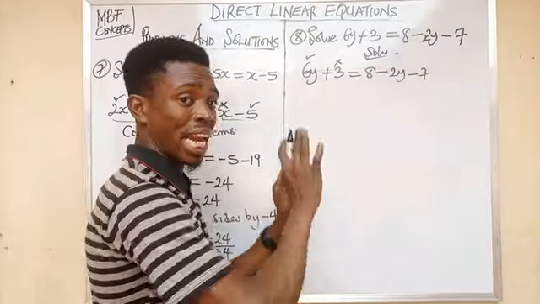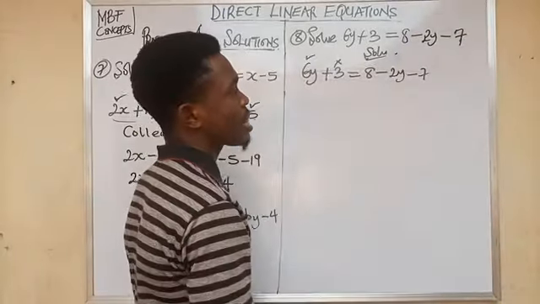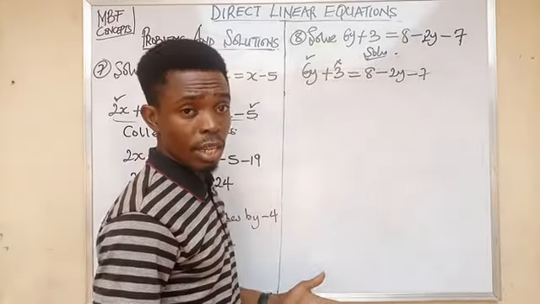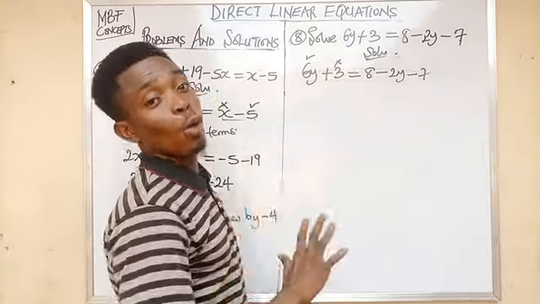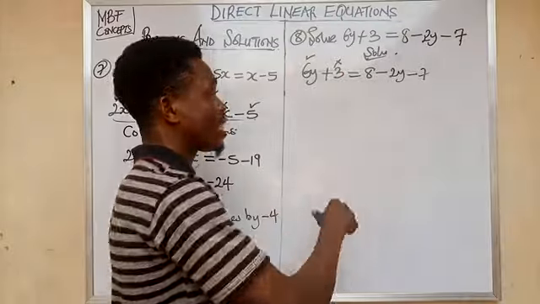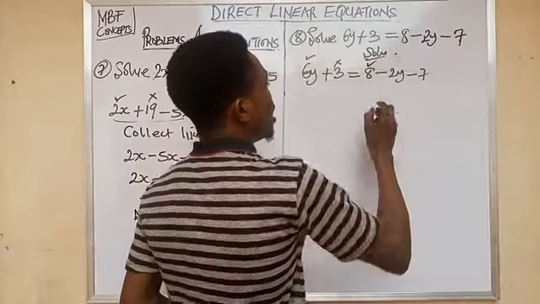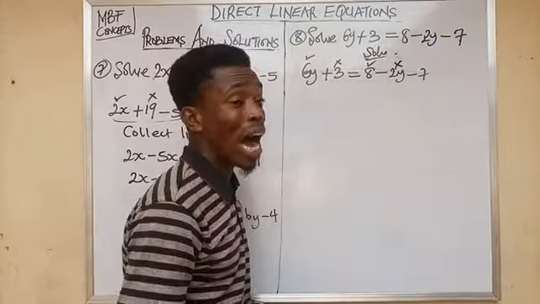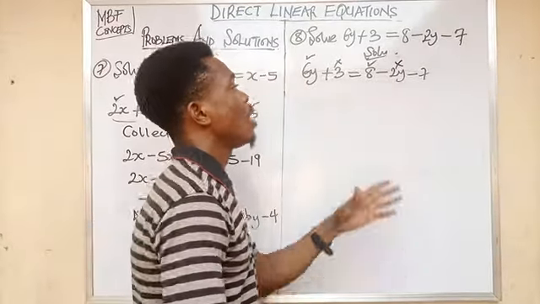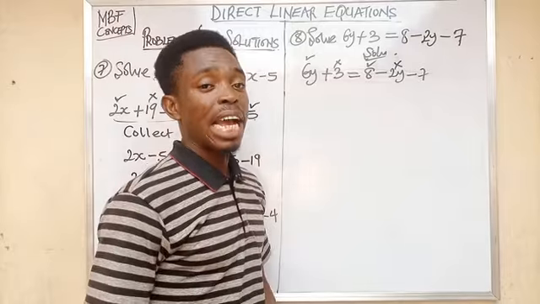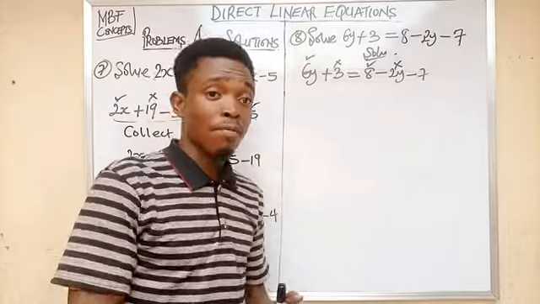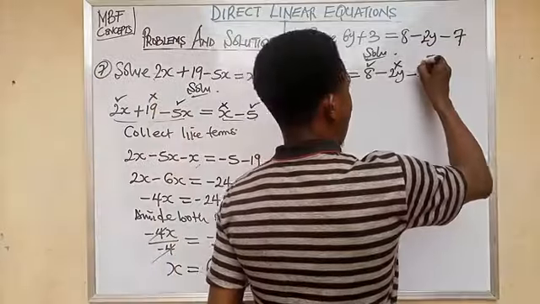Then we move to the right hand side. At the right hand side, the first term that we have there is 8, and 8 is a constant, and constants are meant to occupy the right hand side. Therefore, 8 is already rightly positioned. Then when we move to the next term there, it is minus 2y. Minus 2y is wrongly positioned. Then we now have minus 7. Guys, minus 7 is a constant, and constants are meant to occupy the right hand side. Therefore, minus 7 is rightly positioned.